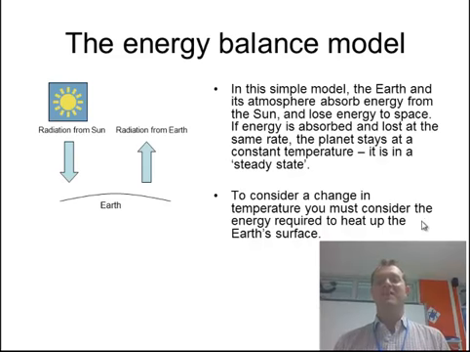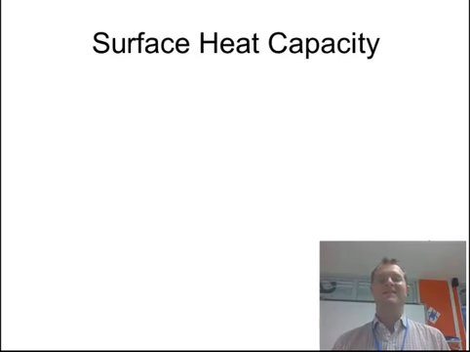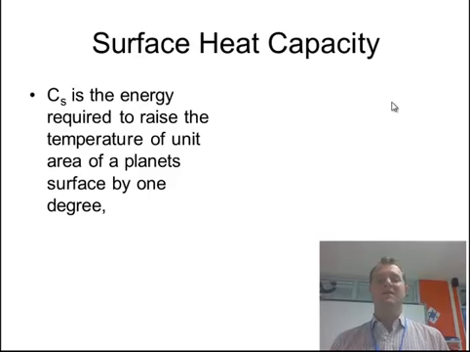Okay, so the key additional feature I'm going to be introducing is the energy required to heat the Earth's surface. Okay, this is known as the surface heat capacity. The surface heat capacity is often shown as capital C with a small s: the energy required to raise the temperature of a unit of area of a planet's surface by 1 degree. You should be able to recognize it having a very similar definition to that of the specific heat capacities we're working with in our thermal unit.